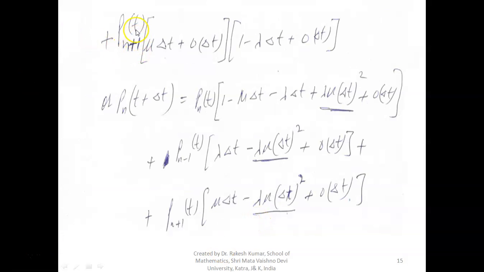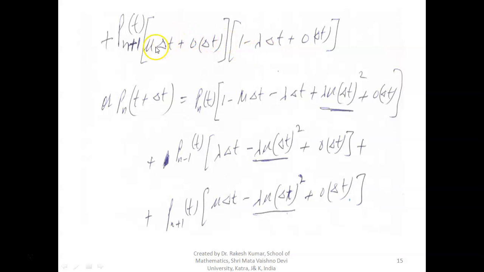Next, at time t there are n plus 1 customers, and during time delta t one departure occurs and no arrival occurs. No arrival and one departure. So one departure occurs, then it remains n after time delta t.